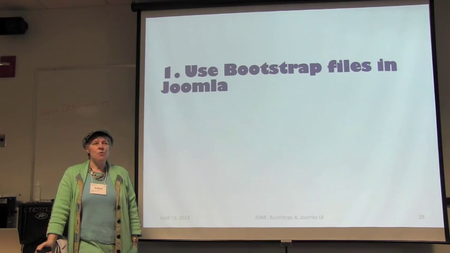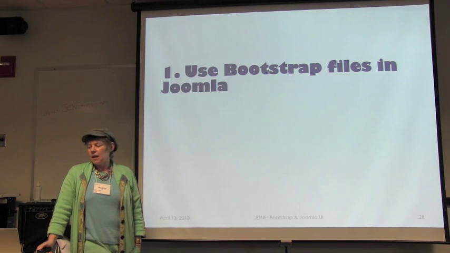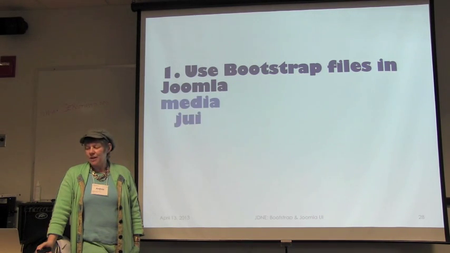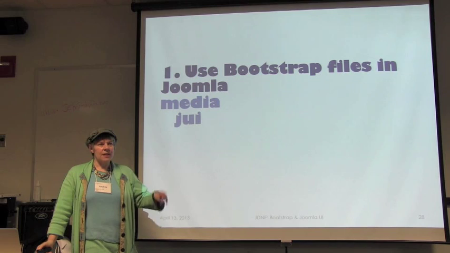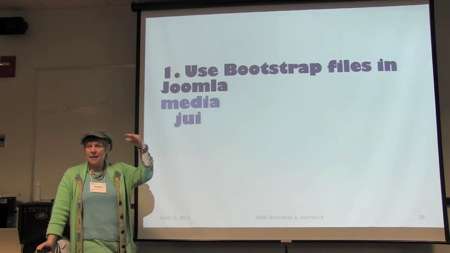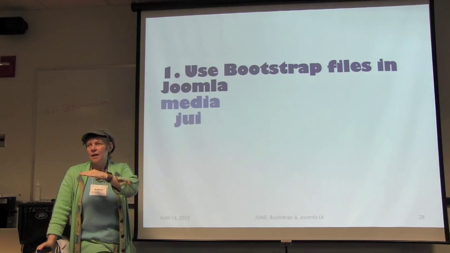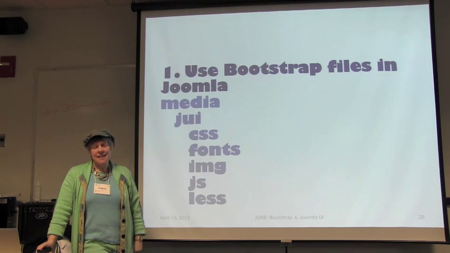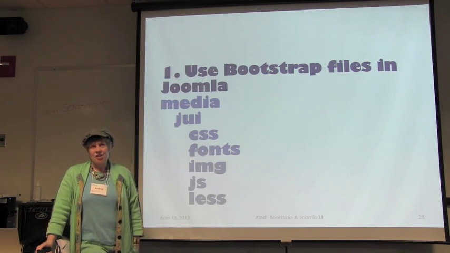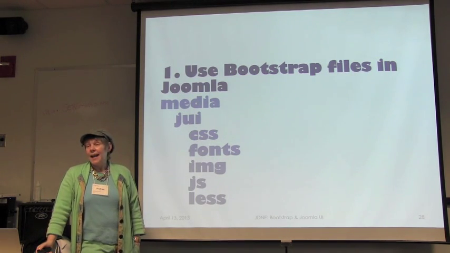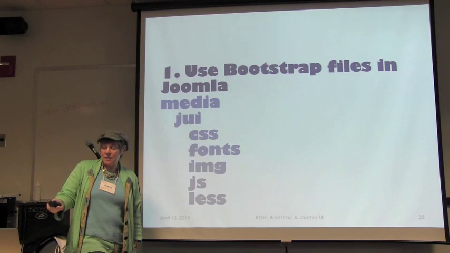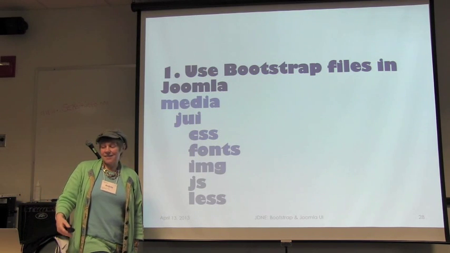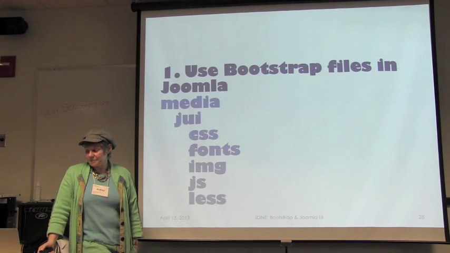What it looks like is if you go to Joomla, and again I'm talking 3 at this point. If you go to Joomla right now in 3, you'll see that it has folders called Media, and under that it has one called JUI, for Joomla user experience or user interactions. And within that it has CSS, fonts, images, JS for JavaScript, and less. And you'll see that this is pretty much what Bootstrap has, because it's all CSS classes, fonts, and JS, and the less files.